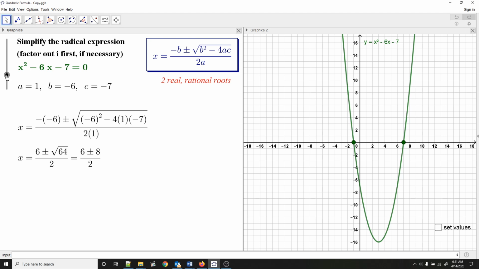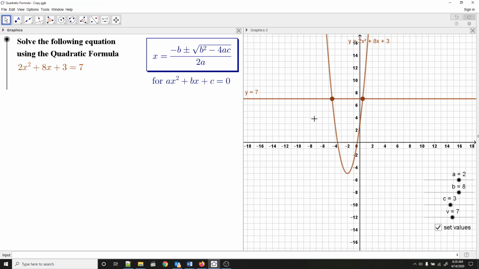So I have 6 plus or minus 8 all over 2. If I divide every piece by 2, and you've got to remember, every piece must be divided by 2, then I will get 3 plus or minus 4. And then I can go 3 plus 4 and get the 7 that I kind of expected. And I can go 3 minus 4 and get the negative 1, which the graph kind of led me to expect as well.